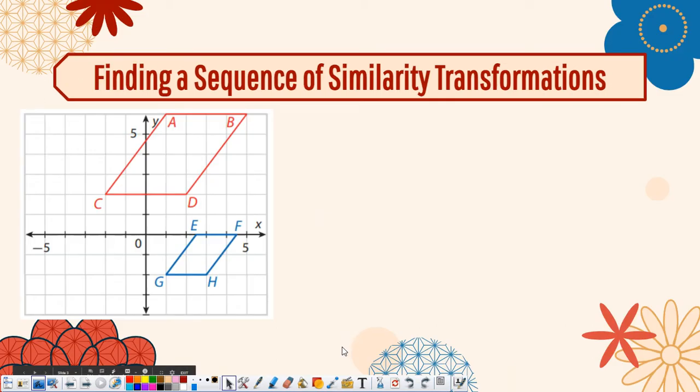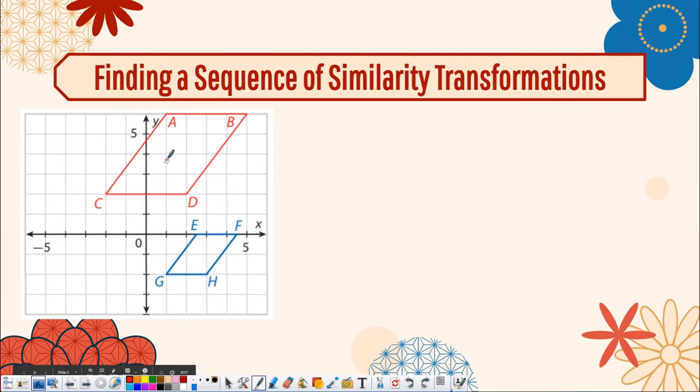All right, so now we have to find out what is the sequence of similarity transformations that make the red shape become the blue shape. I can already tell that the red needs to become smaller and needs to translate down. That's going to be my guess. So something like that is going to happen.